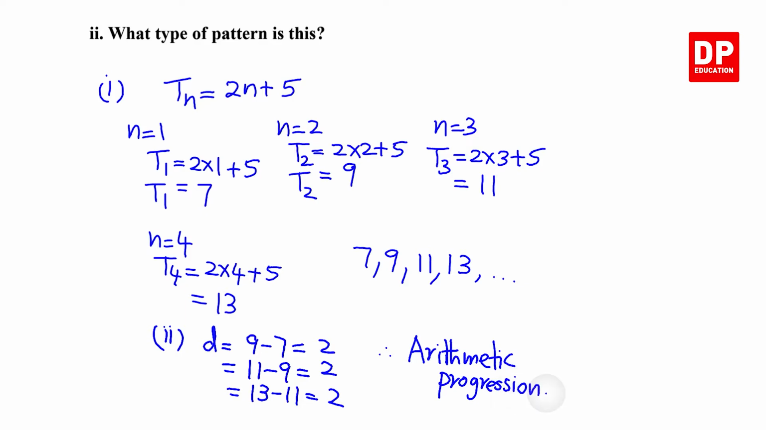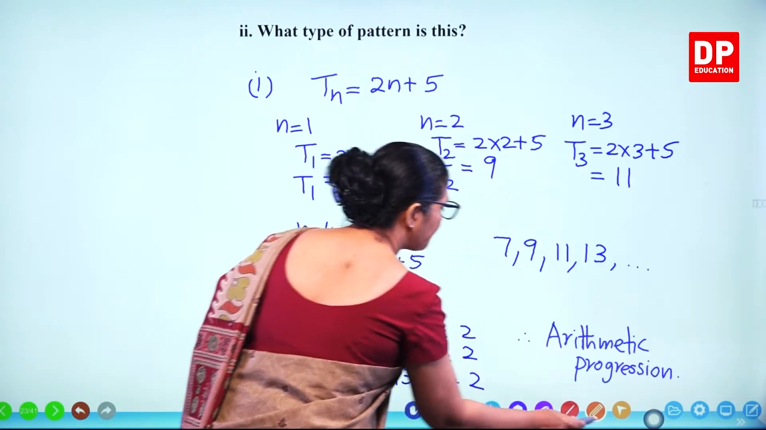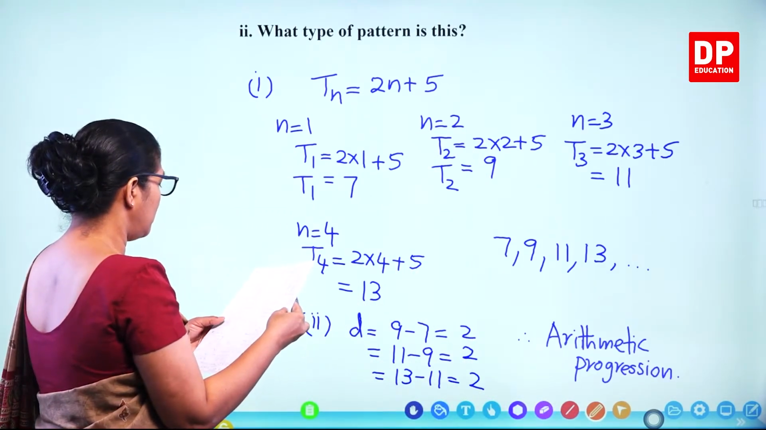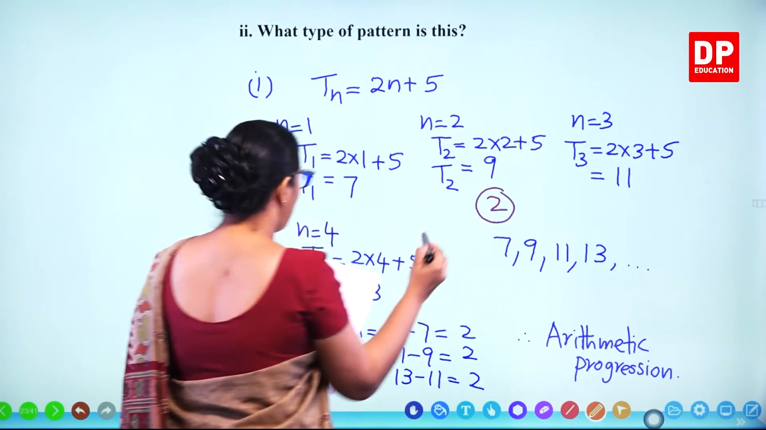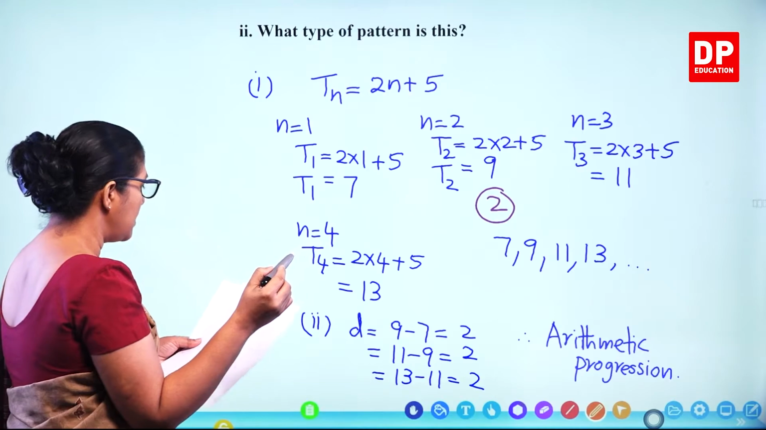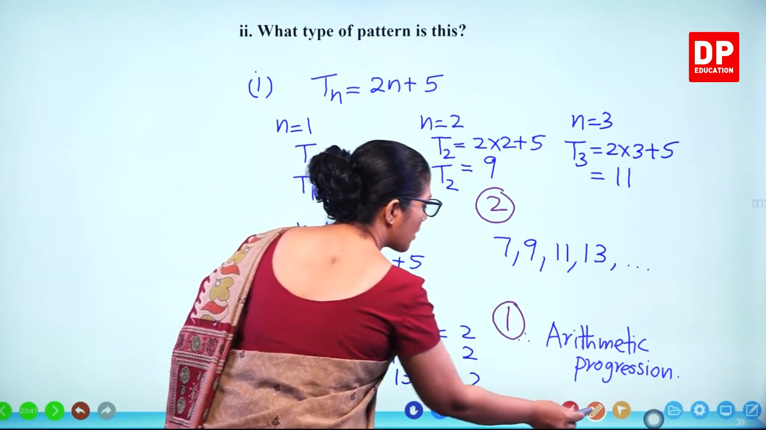This is about arithmetic progression. So how many marks for these 2 steps? 2 marks to identify 4 terms, and the common difference is to arithmetic progression, just 1 mark.